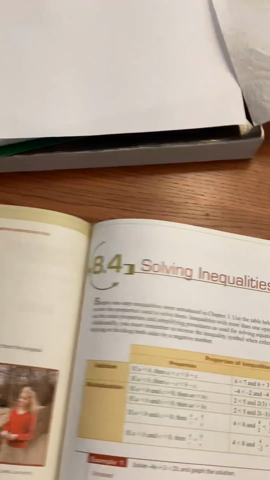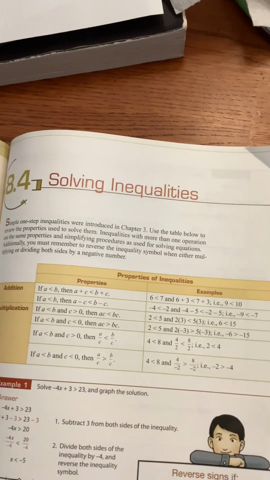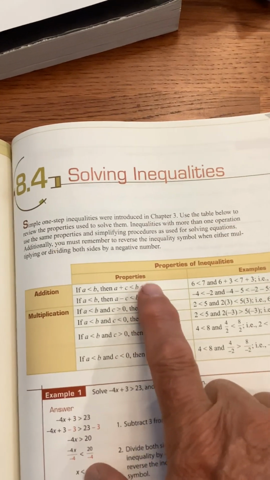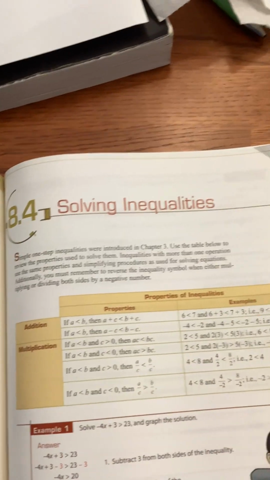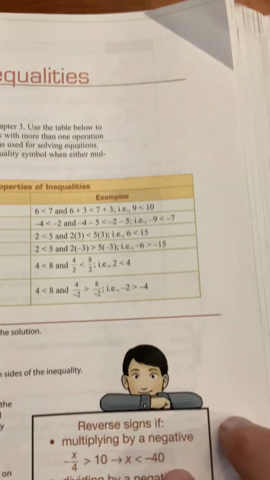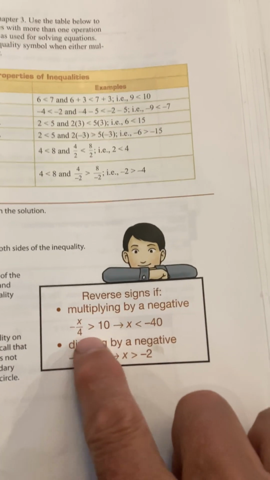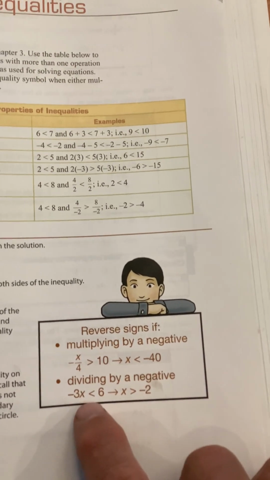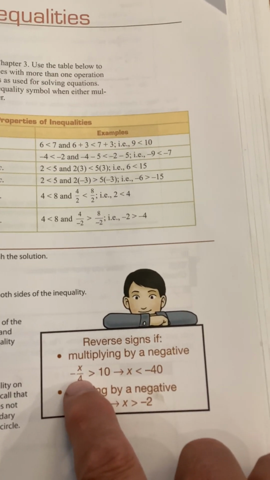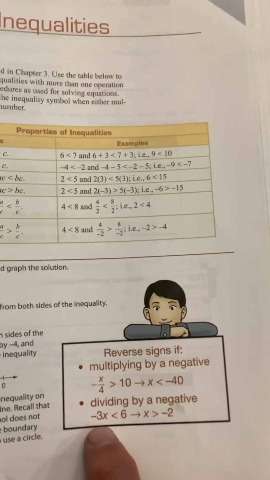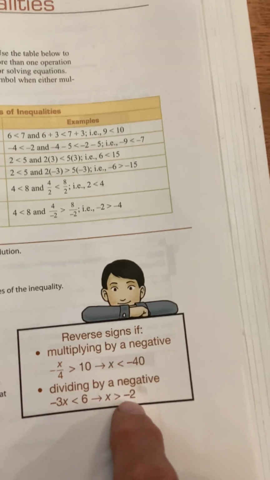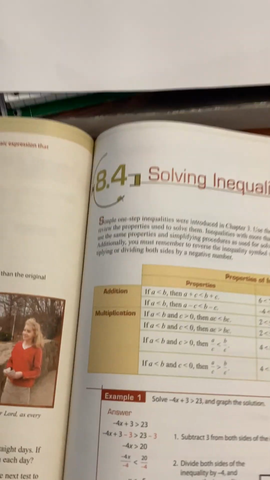So, Chapter 8, Section 4, Solving and Graphing Inequalities. Now, the properties for inequalities are the same as for equations, except when you multiply or divide by a negative. If you multiply or divide both sides by a negative, the arrow flips. So, like here, you'd multiply both sides by -4. Here, you'd divide both sides by -3. But when you multiply or divide both sides by a negative, the arrow flips. Otherwise, it's just like equations.